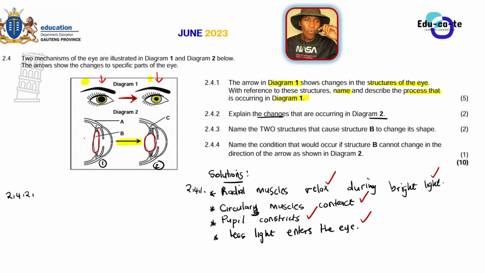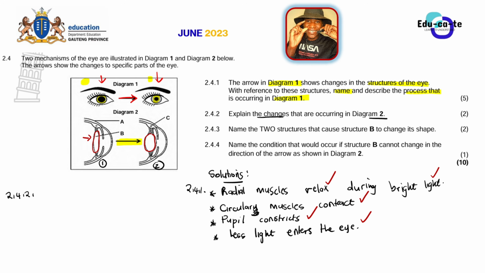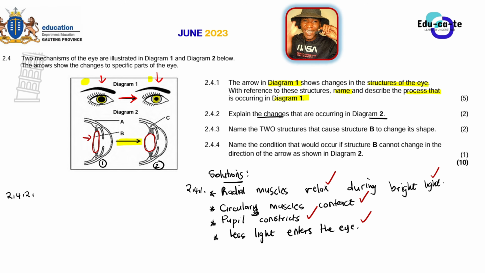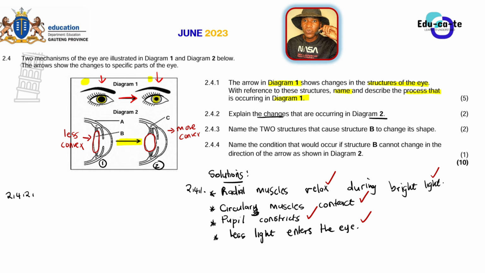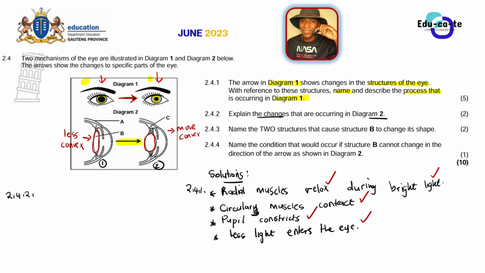In diagram 1, the lens is smaller, but in biological terms we say it is less convex. So try to use the words less convex. So our lens is less convex. And then in diagram 2, our lens is more convex because it is more rounded, or bigger. So it changes from less convex to more convex. What does that actually imply?